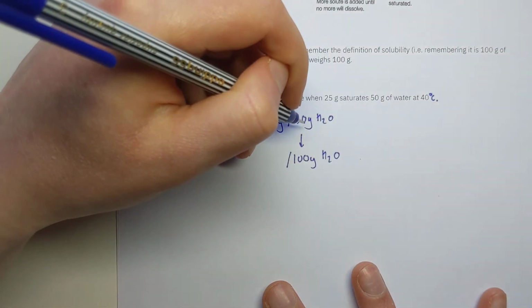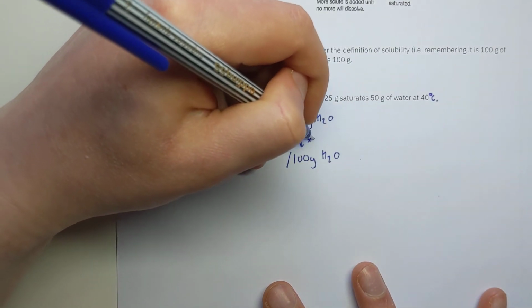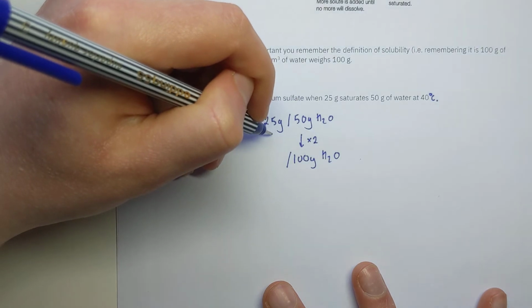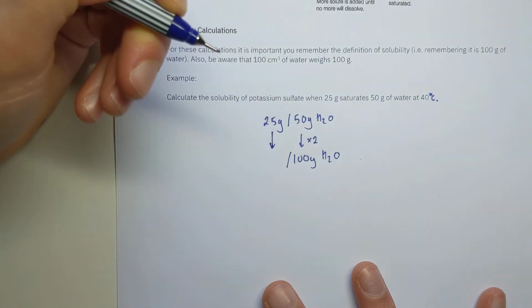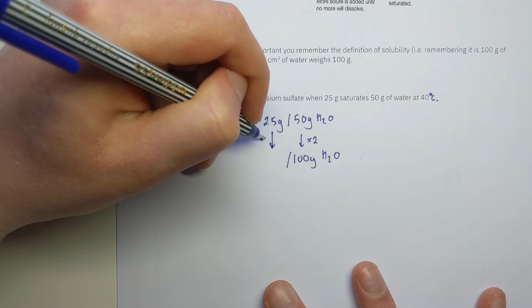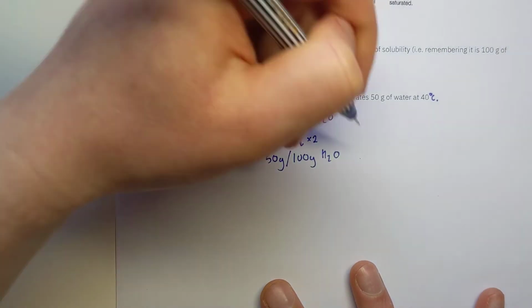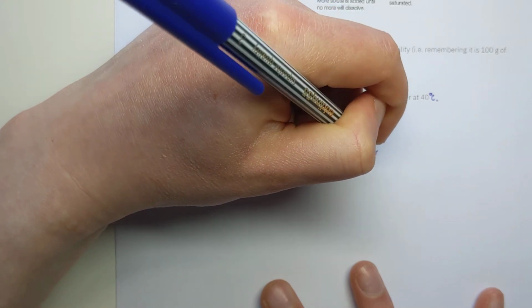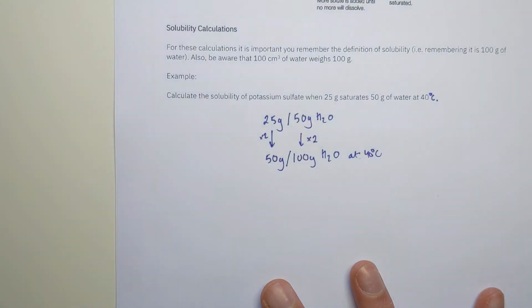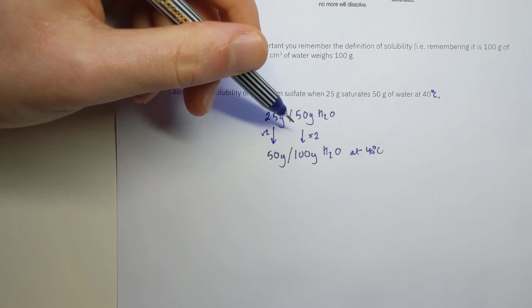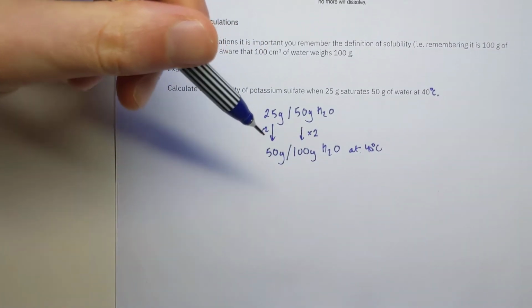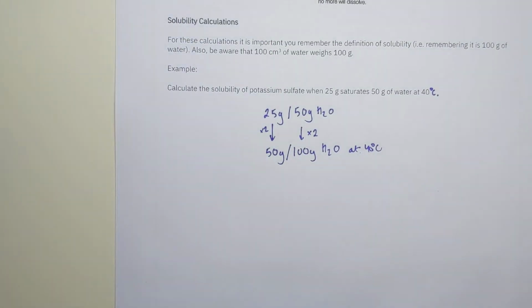To get from 50 grams of water to 100 grams of water, I times by 2. Therefore, if I have twice as much water, it's going to be able to hold twice as much solid. So I'm going to times the 25 by 2 as well. That gives me a value of 50 grams per 100 grams of water at 40 degrees C, which is what the question was asking for. That's expressing that value in proper solubility units of grams per 100 grams of water.